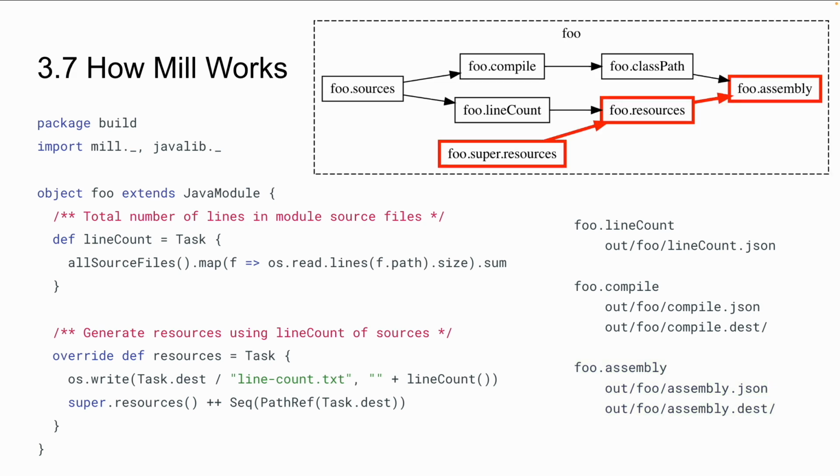And lastly, Mill can handle invalidation for you. So let's say I add a new file in my resources folder. Well, the resources folder is not my current resources task because that's overridden, but my super resources task, right? That is the one that's being overridden. And Mill has this graph. So Mill can see that, okay, I touched foo.super.resources. I automatically know I need to re-evaluate foo.resources and therefore re-evaluate foo.assembly.